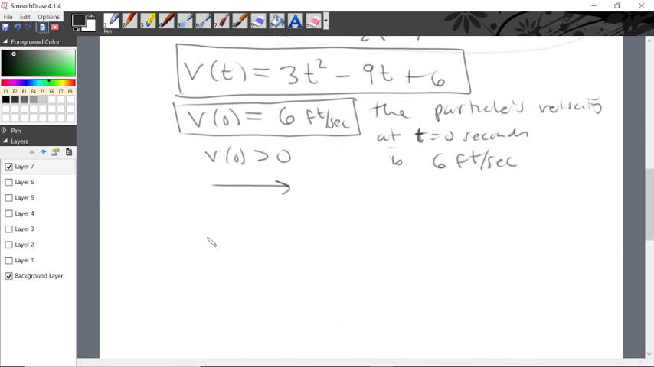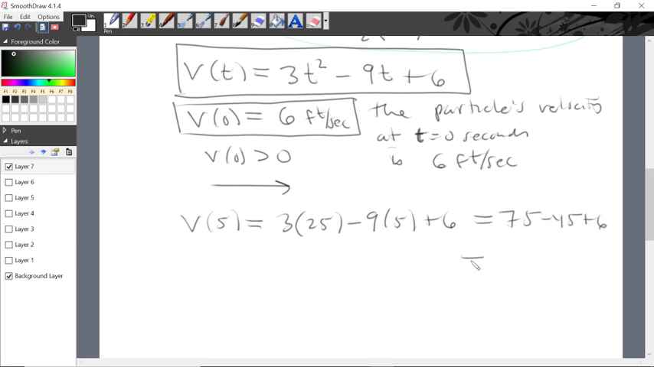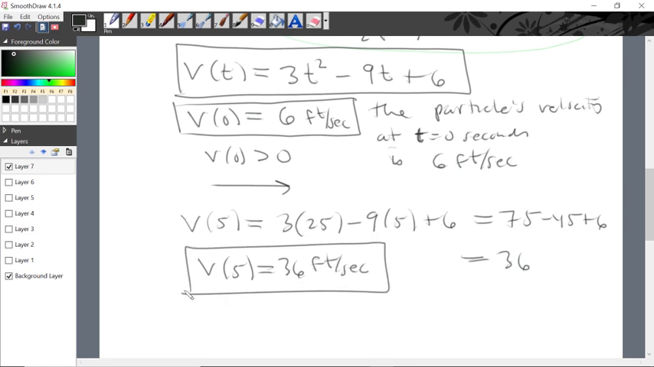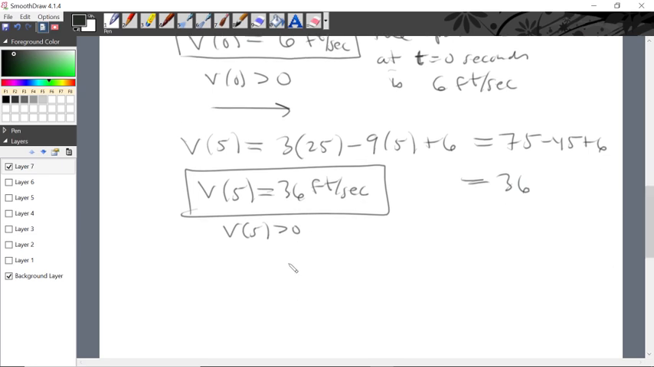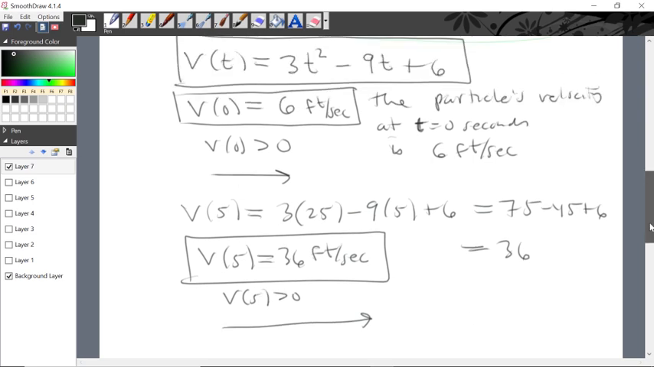And what about v of 5? V of 5 would be 3 times 25, right? 5 squared is 25, minus 9 times 5 plus 6. And that is, let's see, 75 minus 45 plus 6, which is 36. So we have v of 5 equals 36 feet per second. Similarly, v of 5 is greater than 0. So we interpret that as saying that it is traveling to the right, but it's now moving faster, right? A faster velocity.